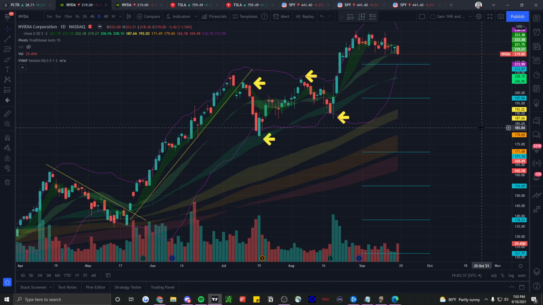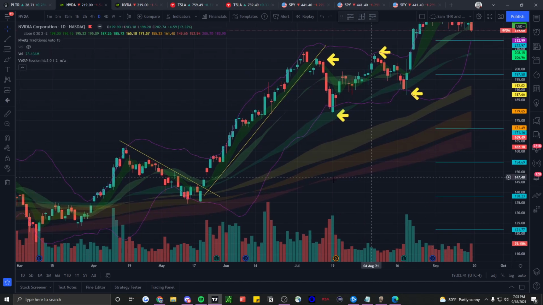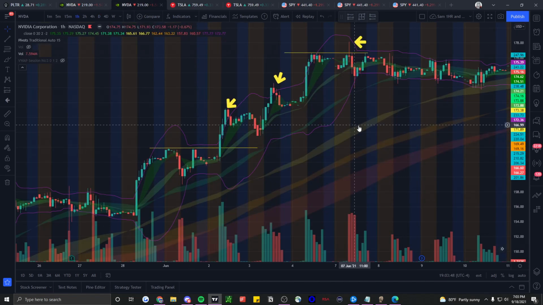When we identify a good channel we want to trade on our daily chart, which has quote unquote room in between each moving average, we go to our 60-minute charts, which takes out the clutter for our technical analysis, and we could measure our moves on a more short-term scale.